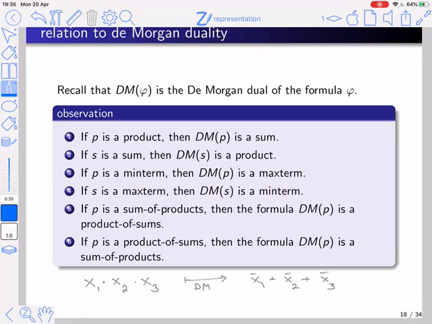Now, let's make it 2 levels. Suppose that P is the sum of products. Then the DeMorgan dual of P is a product of sums, because ands become or, and or becomes and. If P is a product of sums, then the DeMorgan dual of P is the sum of products. Indeed, every and becomes an or, and every or becomes an and. Work this out, make sure you understand this observation.